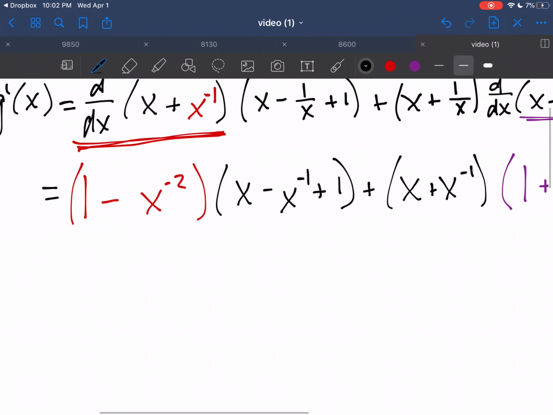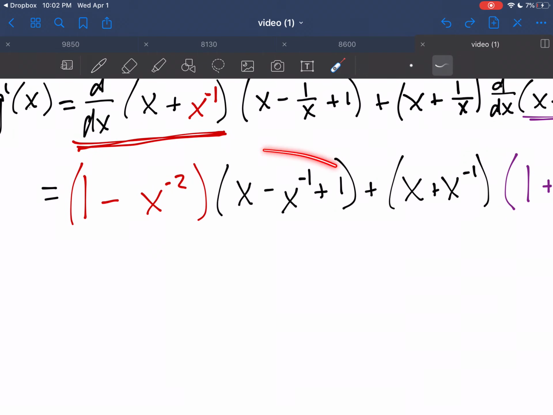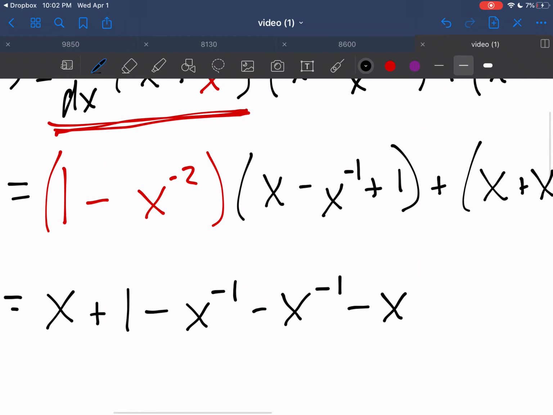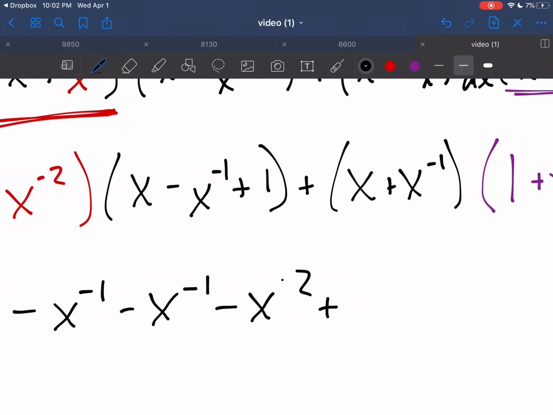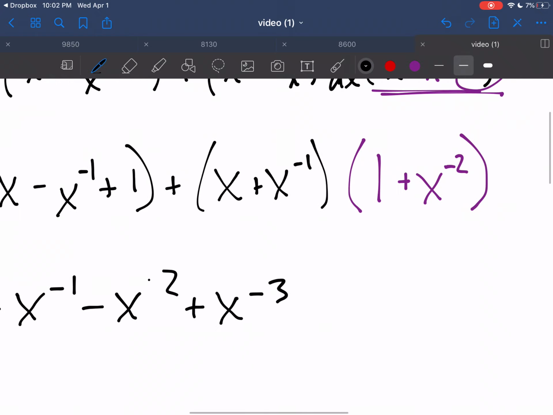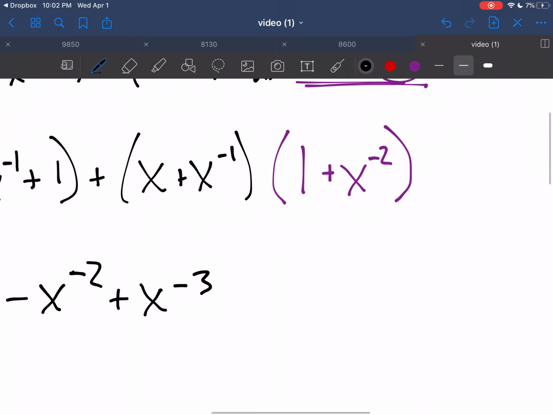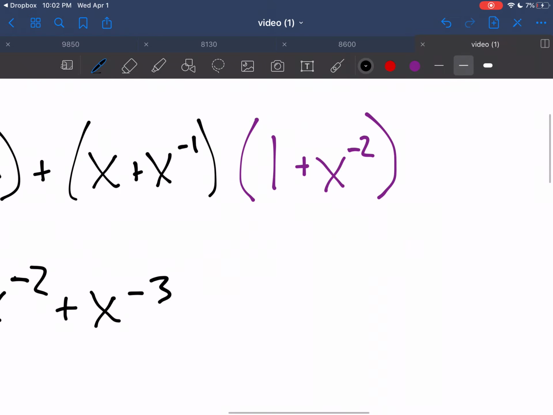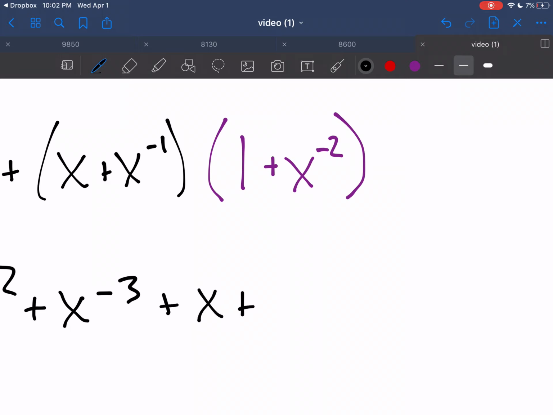So multiplying these two together, we get x plus 1 minus x to the negative 1 minus x to the negative 1 minus x to the negative 2 plus x to the negative 3. And then multiplying the second two together as well, we get plus x to the negative 1 plus x to the negative 1 plus x to the negative 3.